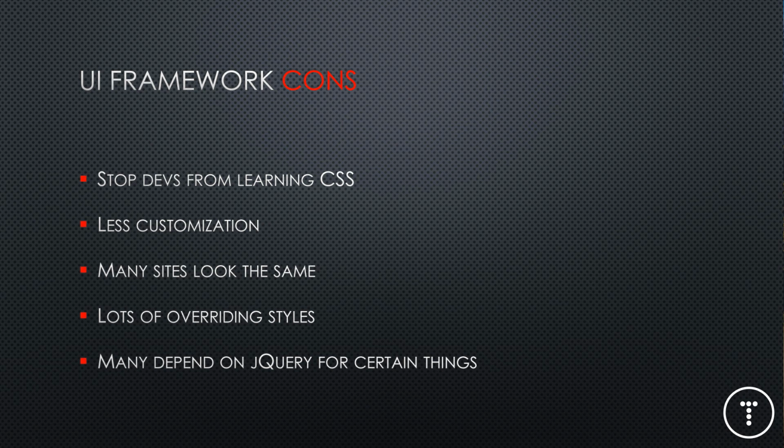But one of the disadvantages of customization is sometimes you override styles, and I really don't like to do that. It feels messy to override styles and have to put the important flag and stuff like that. What I would suggest is definitely downloading the source code and using Sass, okay? Or whatever that framework uses.